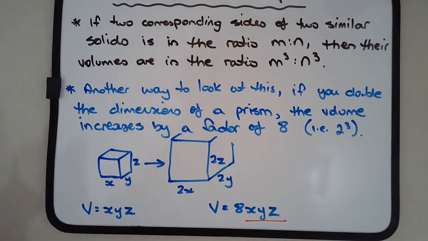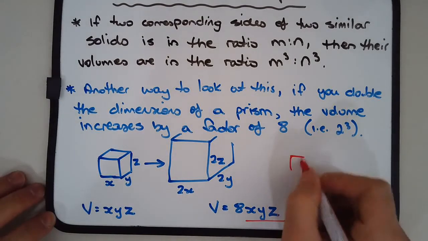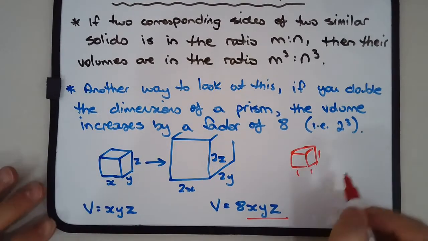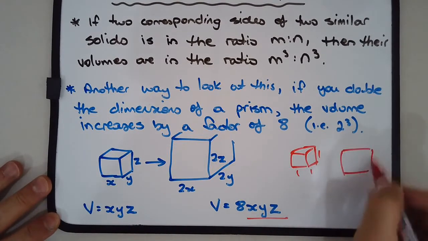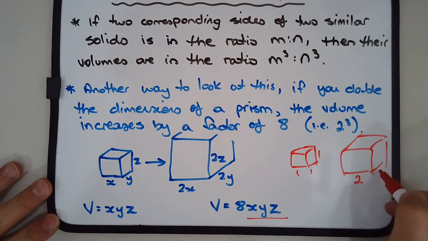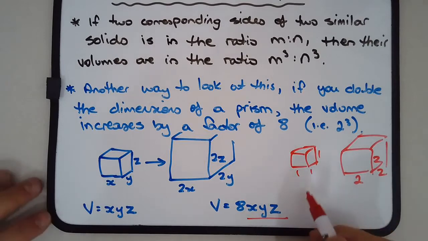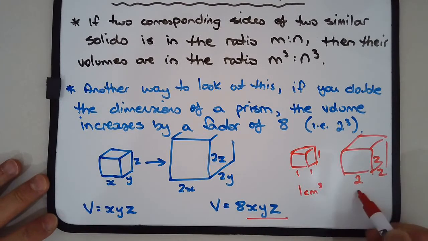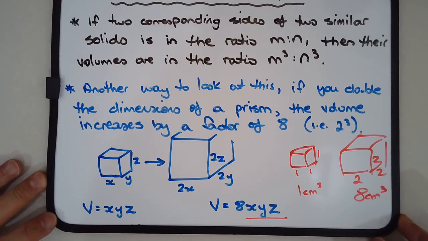You could even demonstrate this with a cube. If you had a cube, for example, of side length 1 and you doubled it, what would the volume of the new cube be? 2 times 2 times 2. So this one would be 1 cubic centimeter, and this one would be 8 cubic centimeters. Okay, let's have a look at a couple of examples.